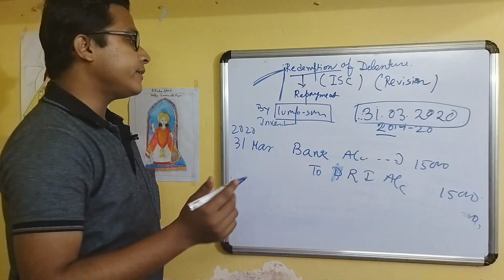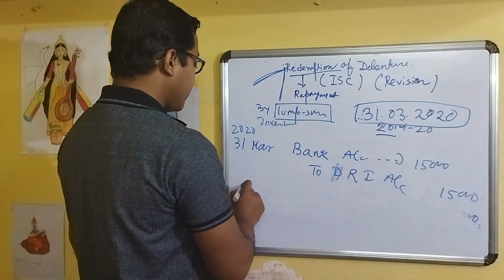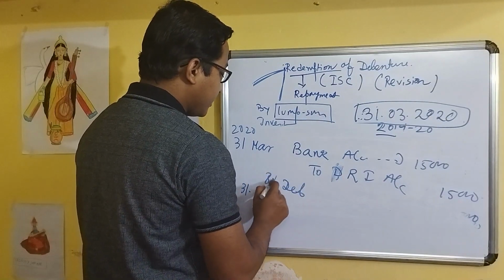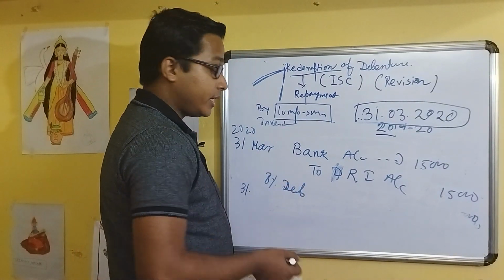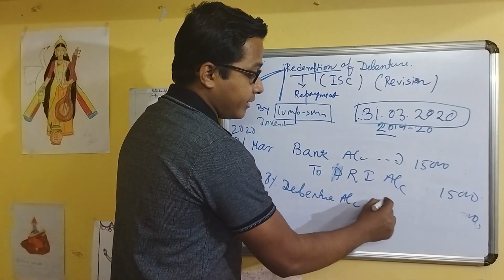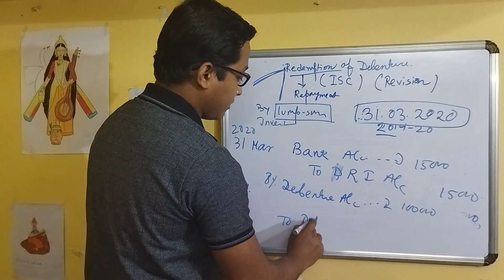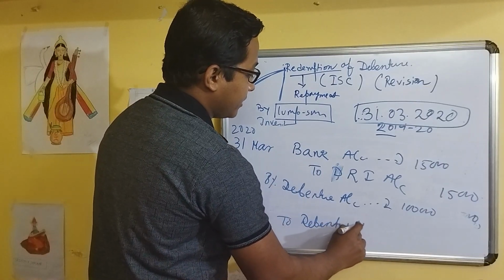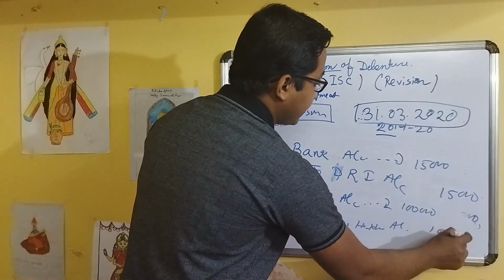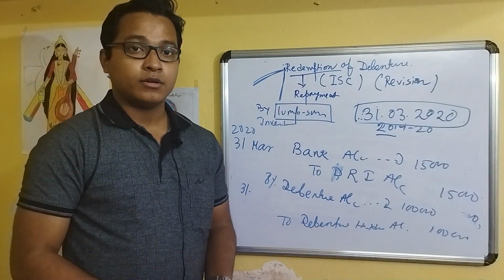The next journal entry is the redemption part. The redemption part on 31st March, the same date: 8% debenture account debit, 1 lakh, to debenture holders account, 1 lakh. And the next journal will be debenture holders account debit to bank account.